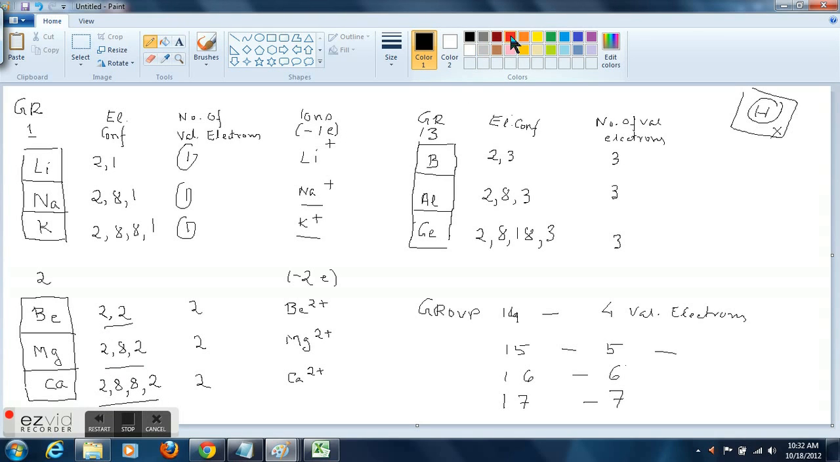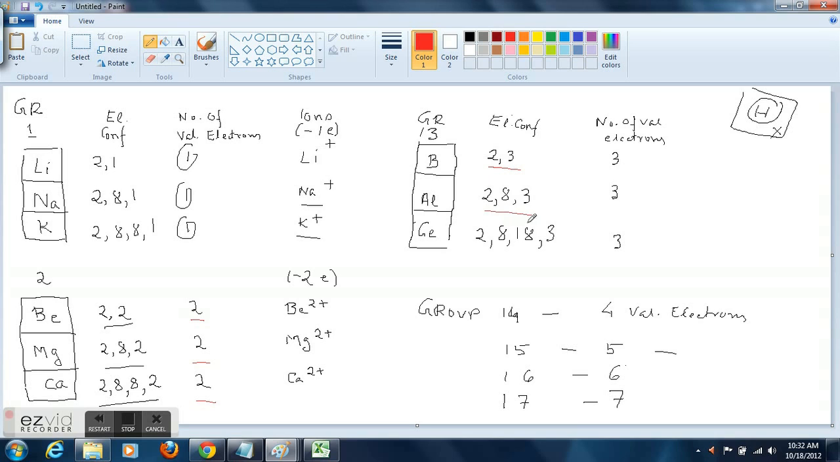Let us look into group 2. Elements are beryllium, magnesium, calcium. Electronic configurations are 2,2, 2,8,2, 2,8,8,2, and the number of valence electrons is 2. They form positively charged ions by donating 2 electrons, like beryllium ion Be2+, magnesium 2+, as in MgCl2, and calcium chloride CaCl2. So they form positively charged ions having 2 positive charges by donating 2 electrons.